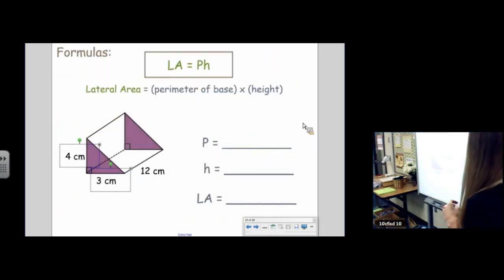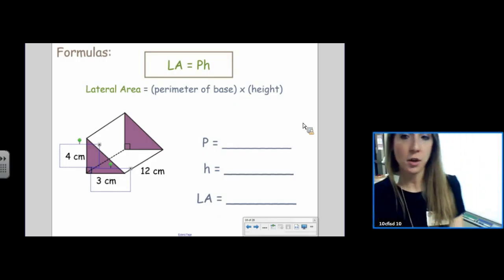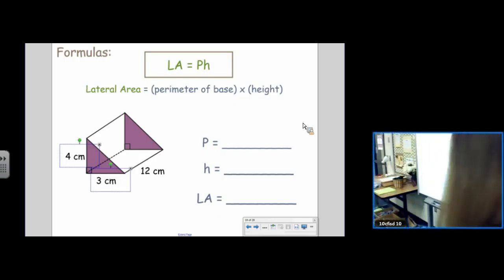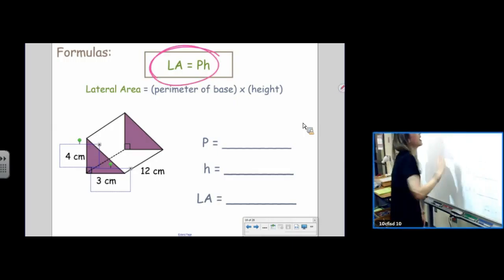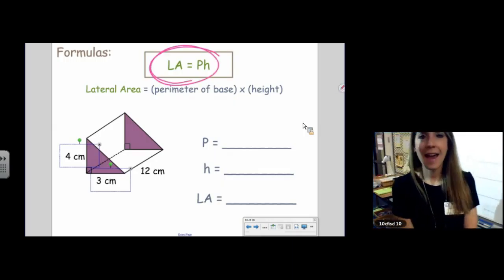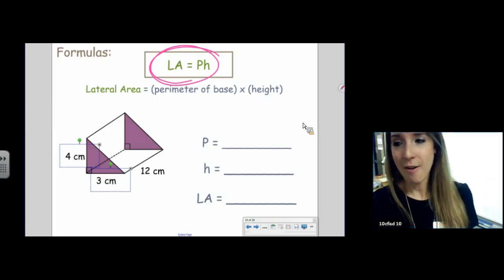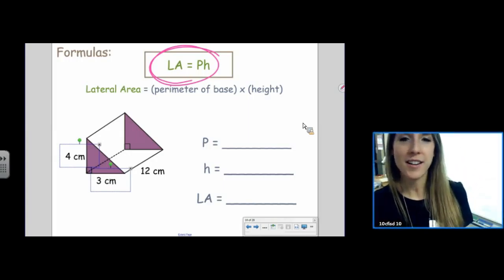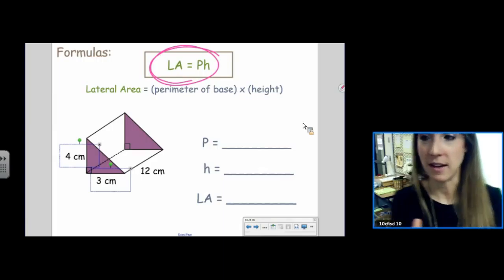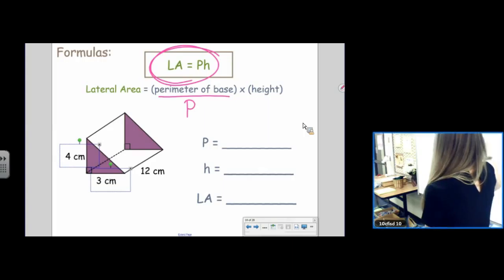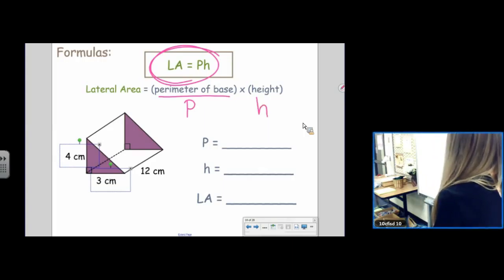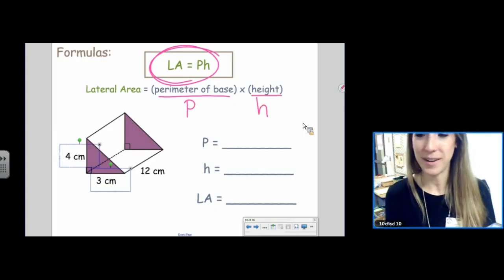Alrighty, let's try out our formulas. All of these are on your formula chart, so you don't need to worry about memorizing any of these. The first formula is for the lateral surface area. LA equals PH. Now, although these formulas are on your formula chart, you have to know what the variables mean. So P means the perimeter of the base, and lowercase h means the height of the prism.